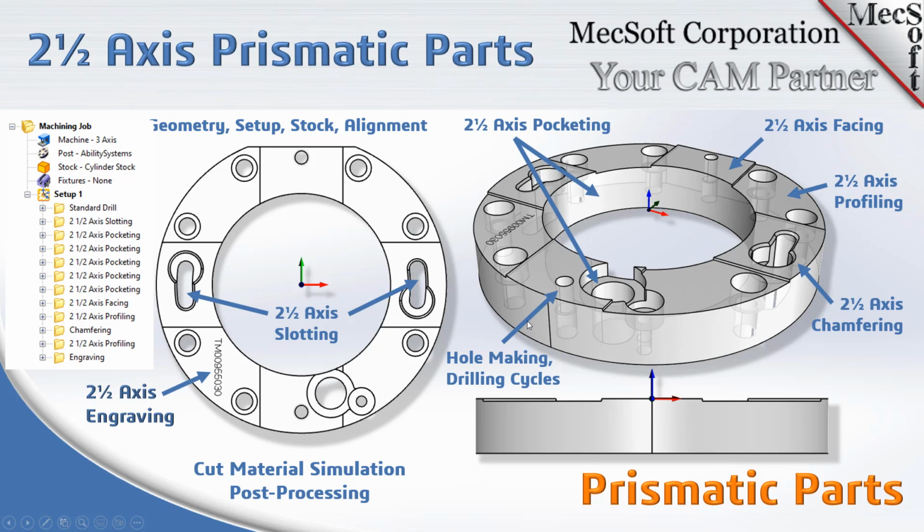Okay. The part that we're going to program today is on the screen. It's a 2.5 axis prismatic part. It's a circular part, about 7 to 8 inches in diameter, about 1 inch thick. It's got a number of 2.5 axis features here: facing, pocketing, profiling, chamfering over here, slotting, and engraving over here of a part number. So we're going to be doing all of those, demonstrating all of those operation types in this video.